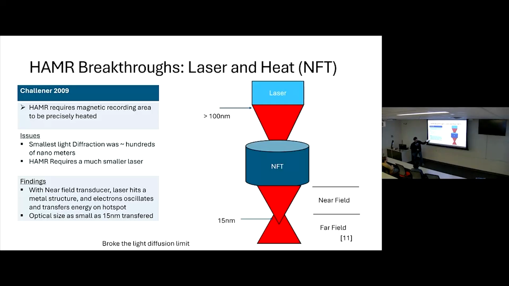So you can see here, you have a laser, it produces diffraction-limited light around the hundreds of nanometers. And then going through a near field transducer, it can be reduced down to like 15 nanometers, which is sufficient for HAMR.